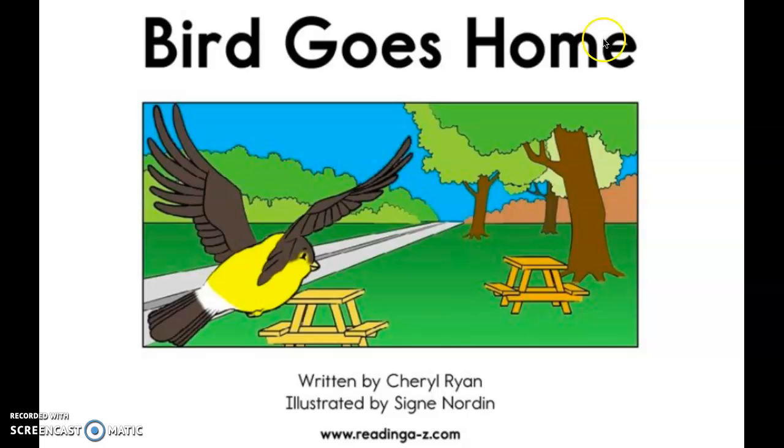Every book has a cover page and then a title page. So this is the title page. It's kind of the same. Bird Goes Home. It tells you the author, who it's written by, and the illustrator who drew the pictures.